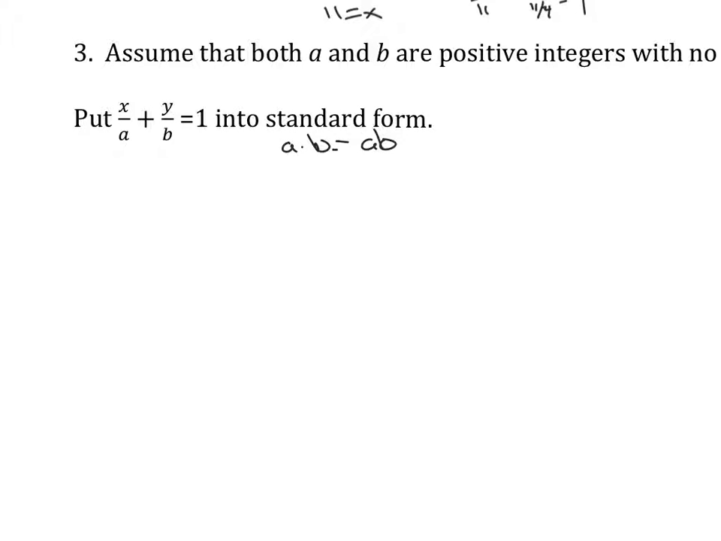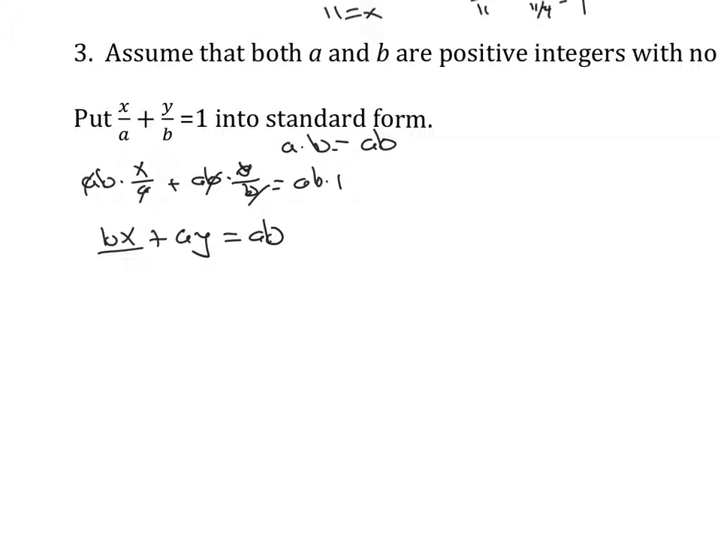And so when I multiply ab times x over a plus ab times y over b equals ab times 1, I'm going to end up with the a's canceling out, so I end up with bx plus, the b's canceling out, ay is equal to ab. Okay, so that's my standard form, and we already were told that a and b are positive integers, so we know that this b is positive, so that works as well.